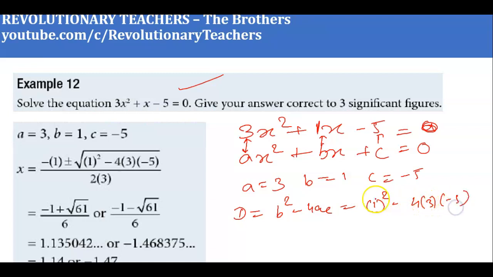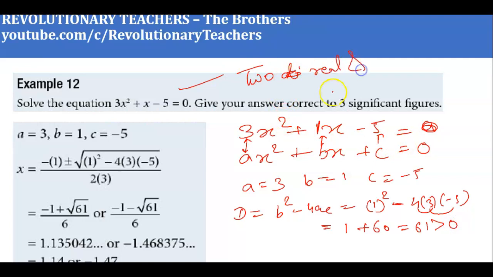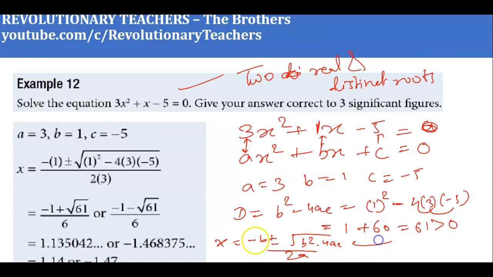It must be positive or 0. So 1 minus will be again plus. 4 threes are 12, 12 fives are 60. 60 plus 1 is 61, which is greater than 0. So two real and distinct roots are obtained, right? Okay, so how would you get that? x = (−b ± √(b² − 4ac)) / 2a. Substitute the values and you will get the answer.